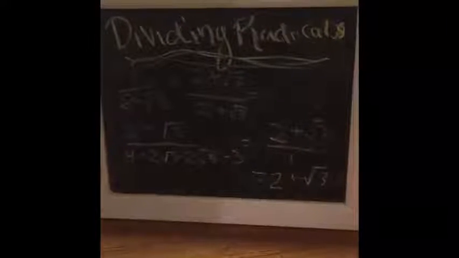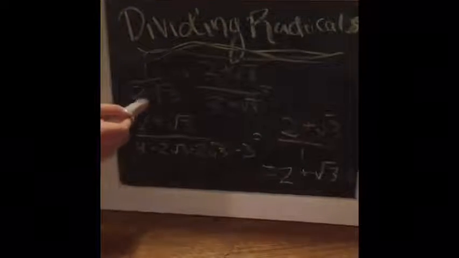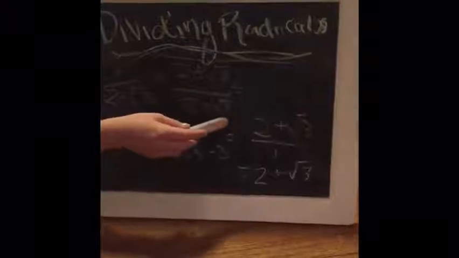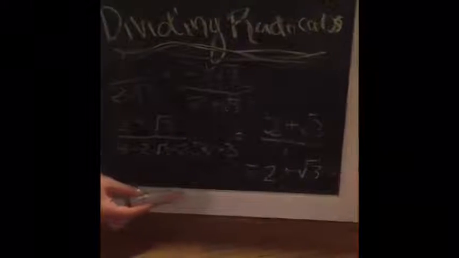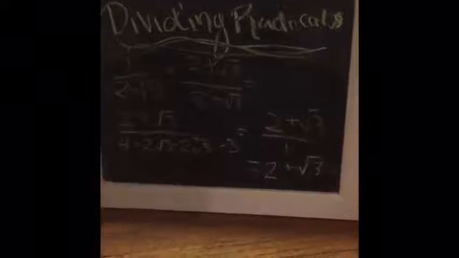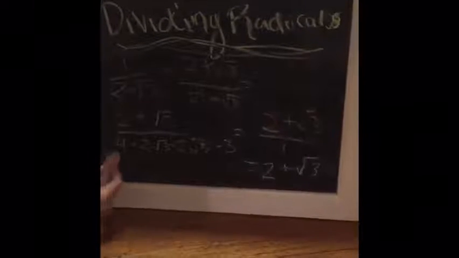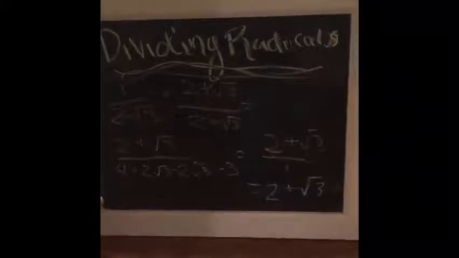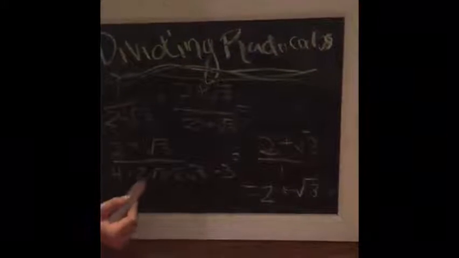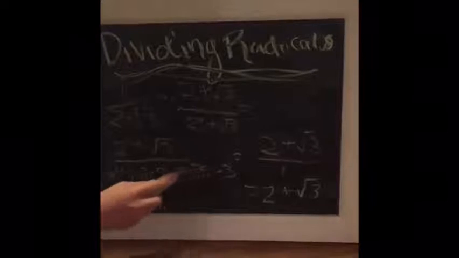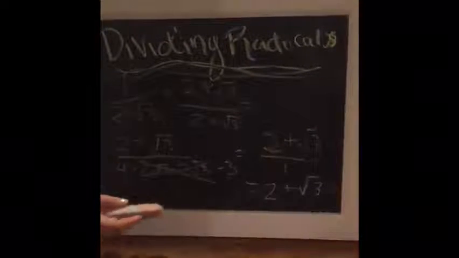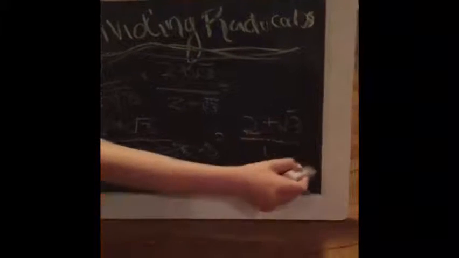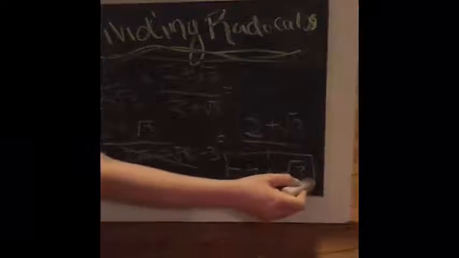So, for example, if we had 1 over 2 rad 3 times 2 plus rad 3 over 2 plus rad 3, that would ultimately give you 2 plus rad 3, and then this long equation, 4 plus 2 rad 3 minus 2 rad 3 minus 3. But because these are plus minus and they're the same, these will just cancel. And that'll give you ultimately 2 plus rad 3 over 1, which ultimately just gives you 2 plus rad 3.